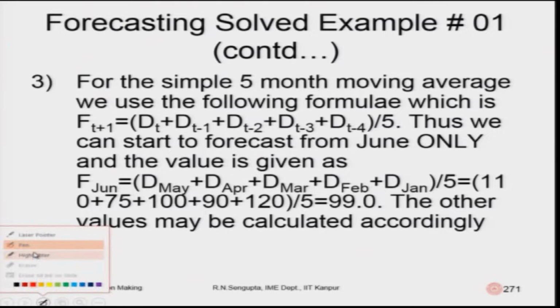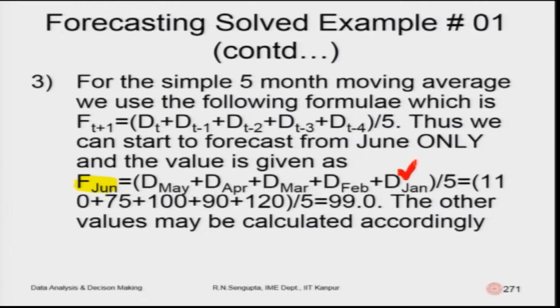This value, let me highlight. This is the June which you are going to forecast, depending on the values of January. So, this is January, 1 month, February, 2 months, March, 3 months, April, 4 months, May, 5th month. Add them up, divide by 5, hence the weight for each of them is 1/5. So, it becomes 110, which is for May, 75, April, 100, March, 90, February, and 120, January. If you add them up, divide by 5, it comes out to be 99. So, other values can be calculated accordingly. So, 99 is the 5-month moving average.